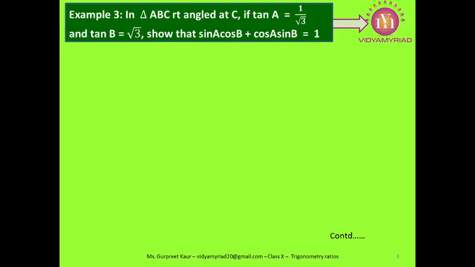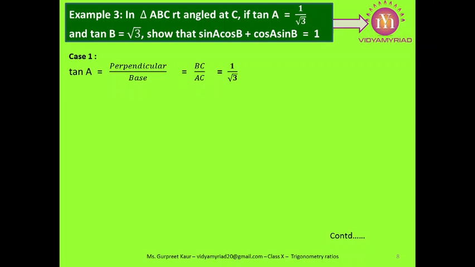Now example 3. In triangle ABC, right angled at C, if tan A is equal to 1 upon root 3 and tan B is equal to root 3, show that sin A cos B plus cos A sin B is equal to 1. Now here we are given the values of tan A, that means I have to look towards angle A, and for tan B I have to look towards angle B. So let us do it with the help of case 1 and case 2.